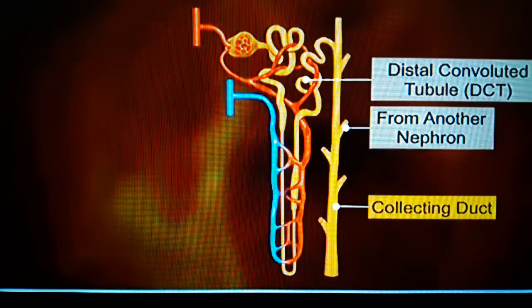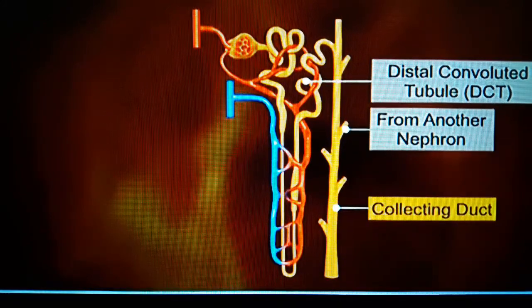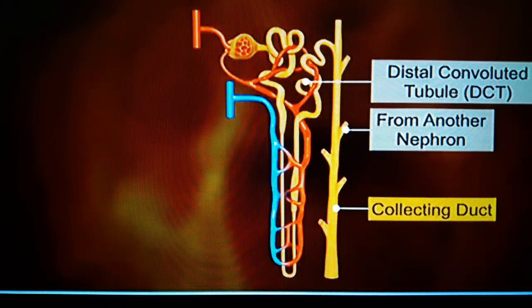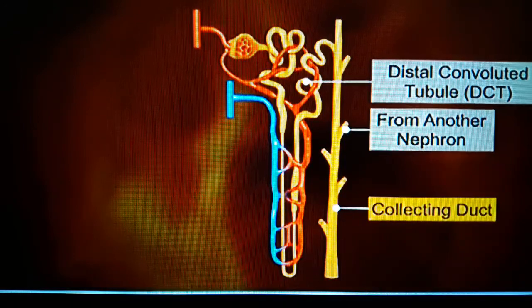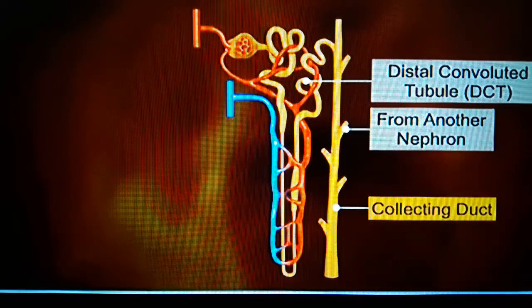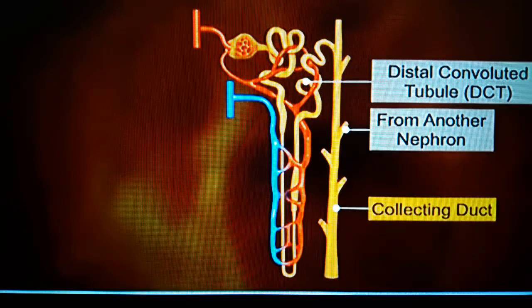The DCT continues into a short straight collecting tubule. It is also present in the renal cortex. Collecting tubules of many nephrons open into a large collecting duct, which passes downward from the cortex to the medulla region. It is lined by cuboidal epithelial cells also. Ducts of Bellini: a number of collecting ducts join to form the large ducts of Bellini in the medulla region, which run through the pyramids and ultimately open in the renal pelvis, draining all the urine collected from various nephrons.